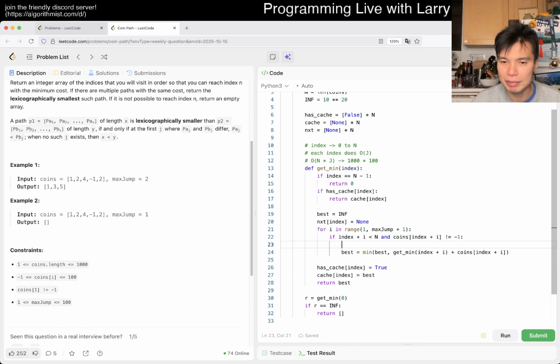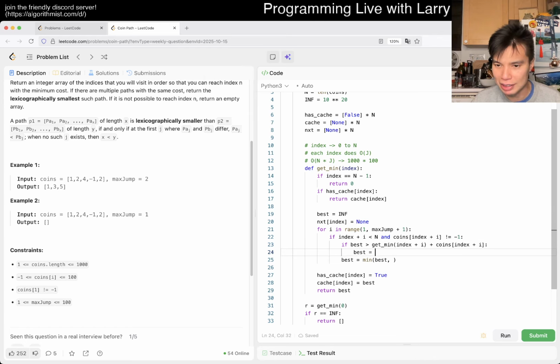And then if best is greater than this function, because we're trying to minimize it, then best is equal to this function, and we keep track of next of index is equal to index plus i. And that's all you have to do to set up. You just have to remember what is the best place to go.